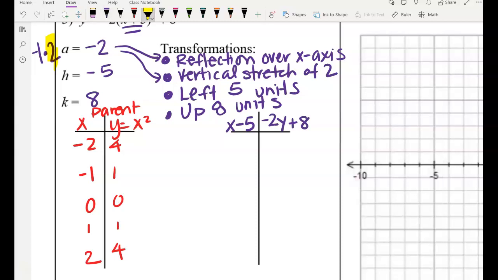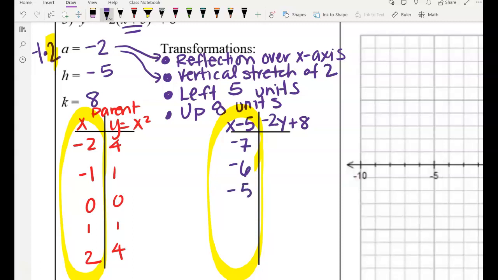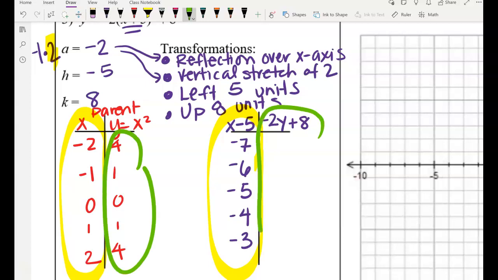So it's just like before, take all of the parent input and -5. So -2 minus 5 is -7. -1 minus 5 is -6. 0 minus 5 is -5. 1 minus 5 is -4. 2 minus 5, as you can see, is going in order. What doesn't go in order is really the y's, okay? The y actually kind of repeats.